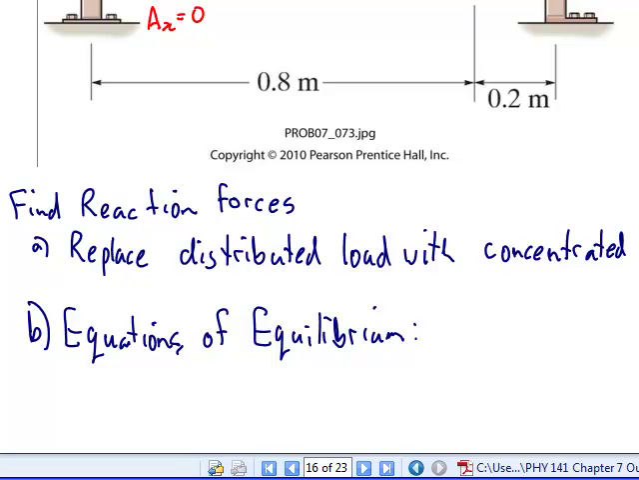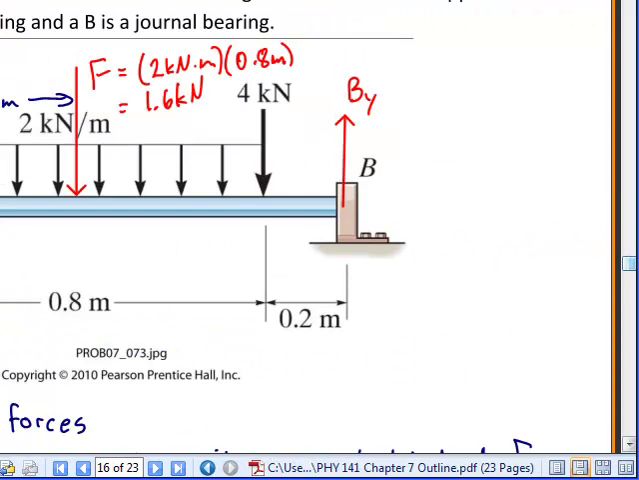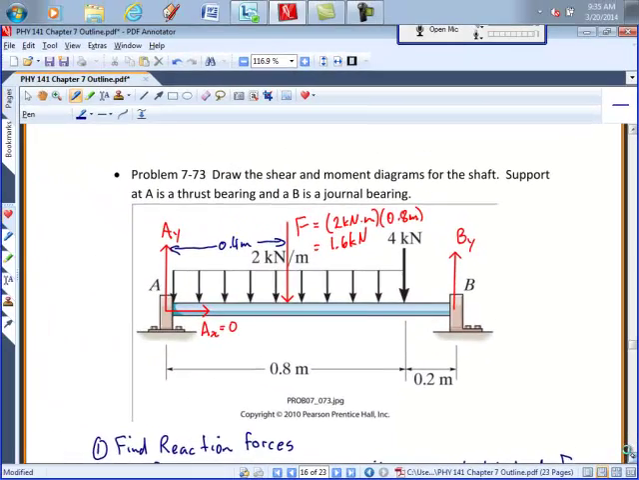So our equations of equilibrium are going to be some forces in the y direction and some moments about some point. What point should we use for our moments? It doesn't really matter. I could use A or B. A's a little bit easier just because all the measurements are directly from A, but it doesn't really matter.